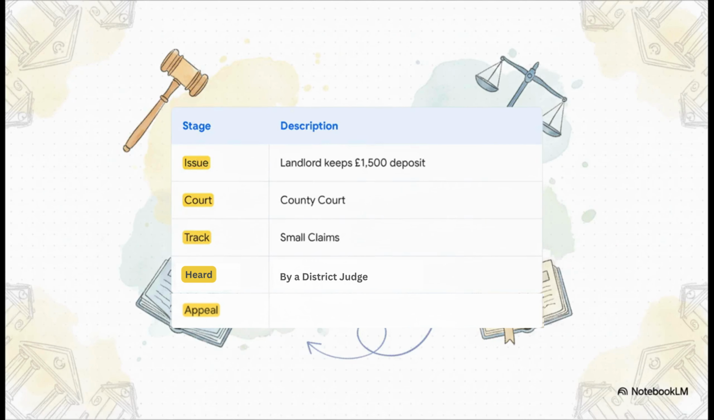Okay, let's make this real. Imagine your landlord unfairly keeps your £1,500 deposit. The value, £1,500, puts it squarely in the county court's small claims track. It would almost certainly be heard by a district judge. So, if you disagree with that judge's decision, where does your appeal go? You got it? It follows the rule we just learned. You go to the next judge up the ladder, which is a circuit judge.